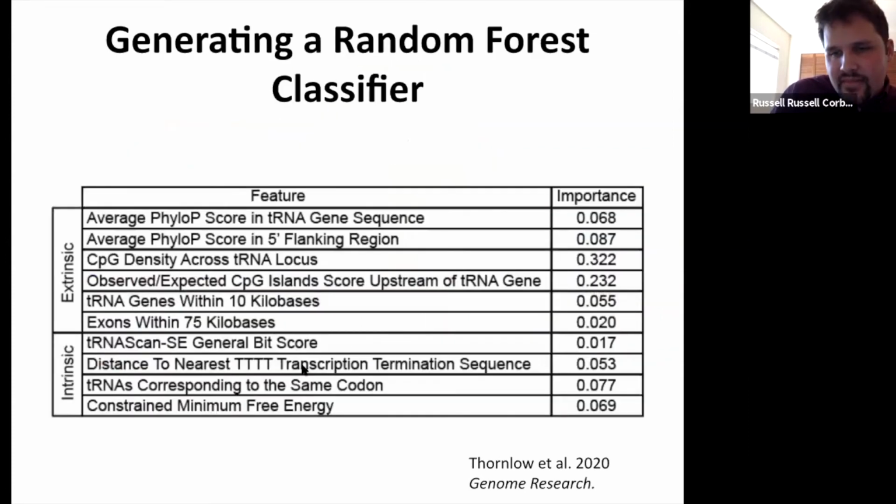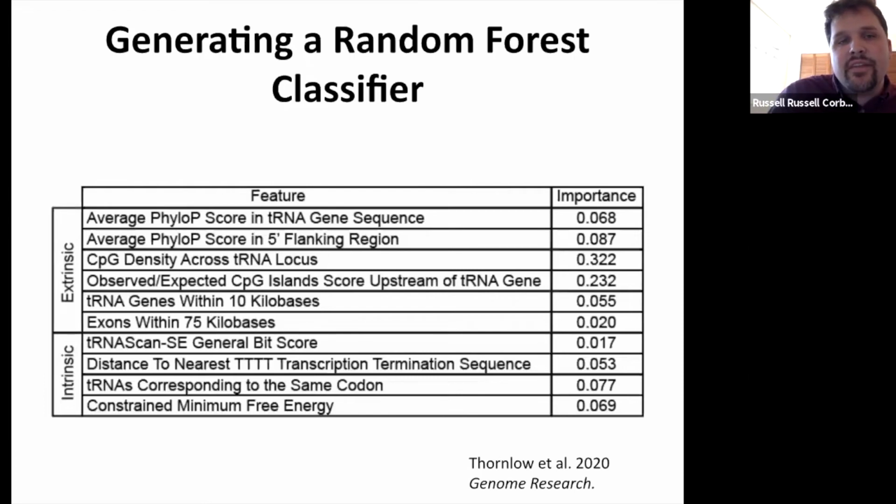Okay. And I won't go into great detail about this. We've just been getting into some machine learning, and this was our first foray into it. But we're using a really simple random forest classifier algorithm to do this sort of thing. And I'm just showing here a set of features. These are both features that are extrinsic, so they're about the region the tRNA is in, and then the subset that are intrinsic, so they're about the tRNA sequence itself.